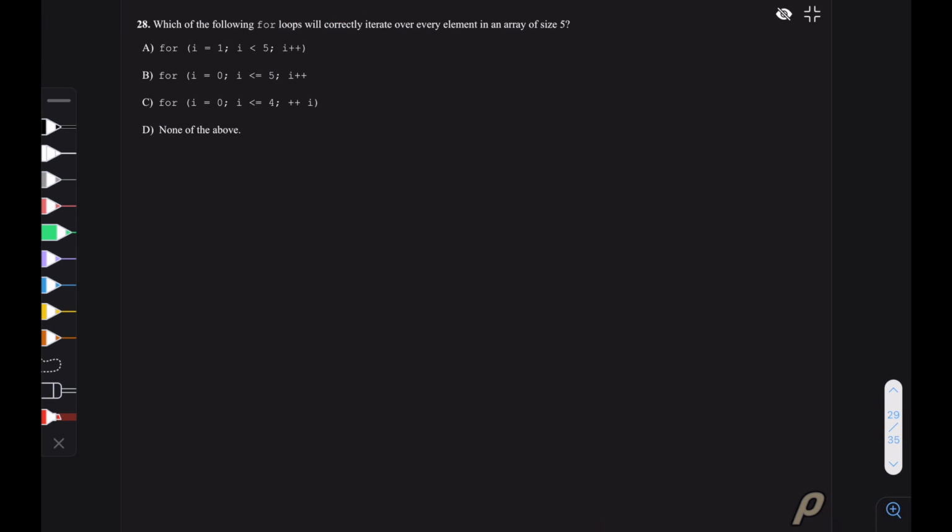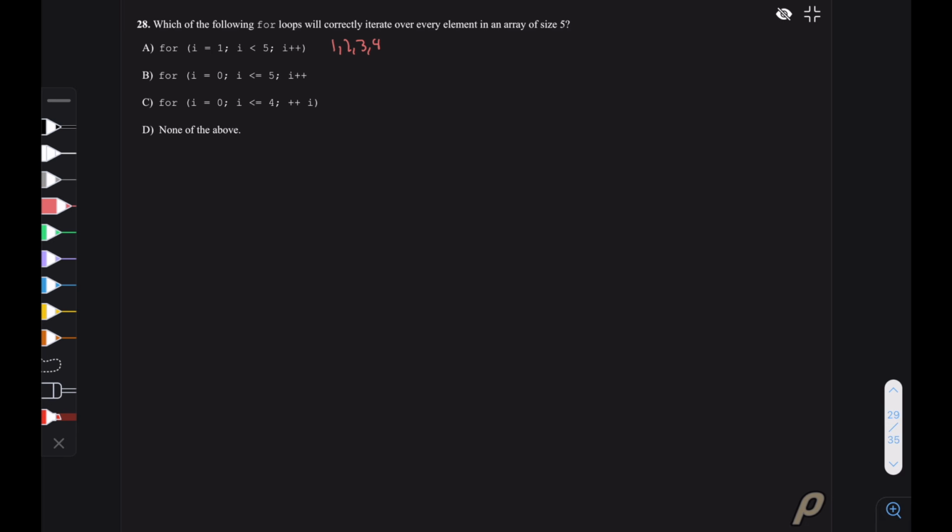All right, question number 28 here. Going back to our smaller questions. Which of the following for loops will correctly iterate over every element in an array of size 5? Okay, so let's look at this first one here. We're going from 1 to less than 5. So our values are going to be 1, 2, 3, 4, and then 5, but that's not less than 5, so we don't actually use that value.